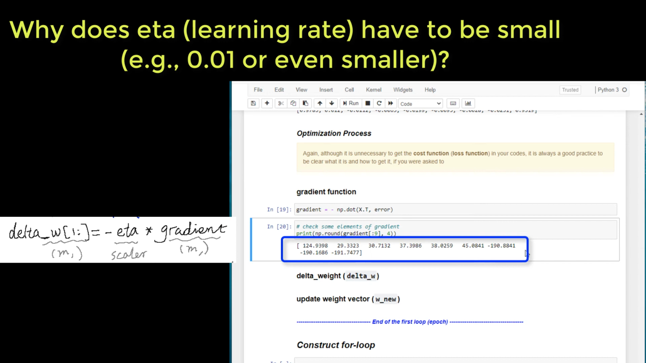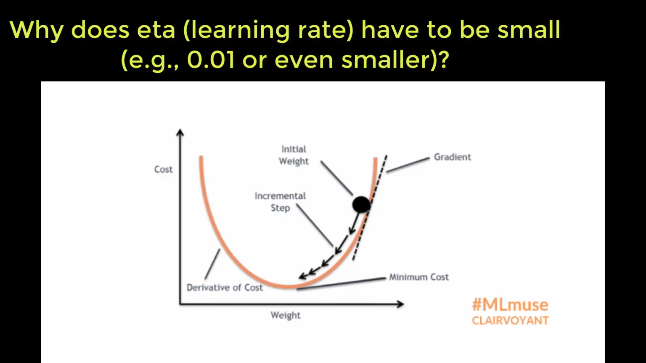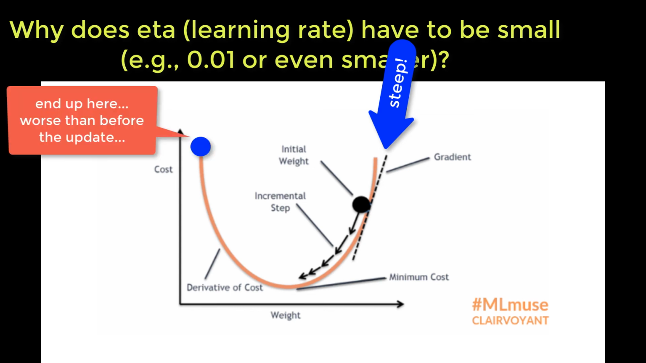To briefly say a thing about the gradient: the gradient is the slope, the derivative of the convex cost function curve. So it seems like the slope is very steep. If we don't have a small enough learning rate, we will end up correcting the weight too much and end up with a weight that's even worse.